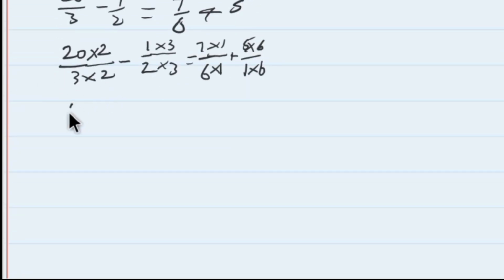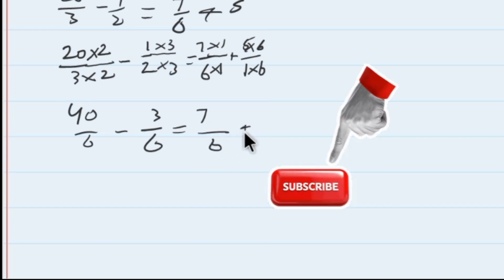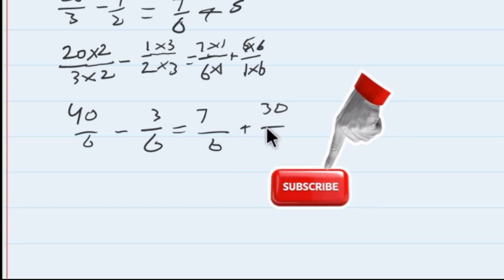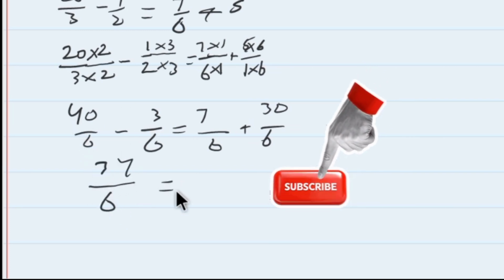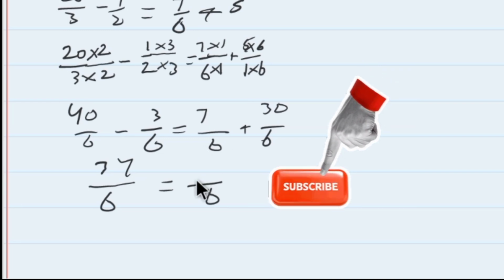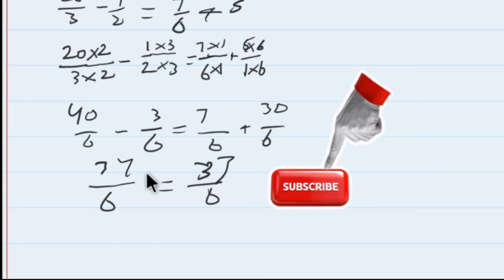20 times 2 is 40 over 6 minus 3 over 6, and 7 over 6 plus 30 over 6. Now since the denominators are the same, 40 minus 3 is 37. Again 7 plus 30 is 37. Since both the sides are equal, x equal to 10 is the solution of the given equation.